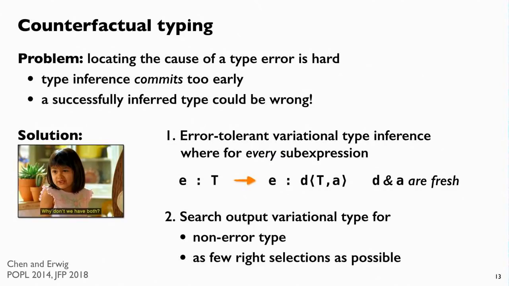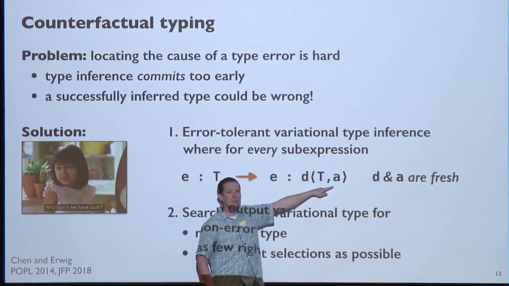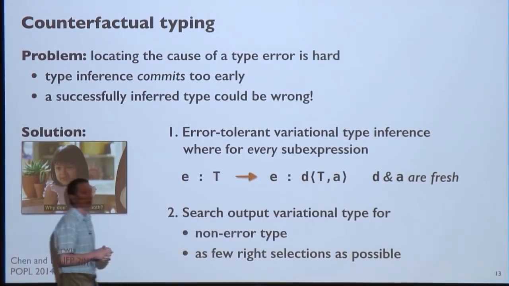And when we're done, we get this variational result with lots of dimensions in it. And we're going to search that variational type that we get back for a value that's not an error type, and that has as few right selections as possible, right? Right selections correspond to places where the inferred type was wrong. So this basically is a measure of how many changes we have to make in order to fix our program. It's basically saying what was written here was wrong.